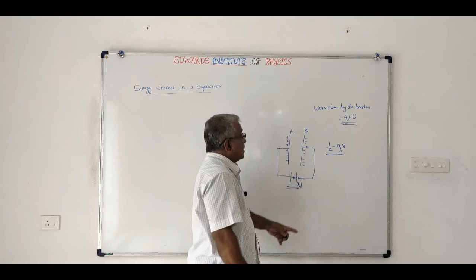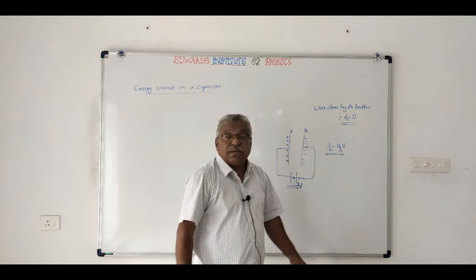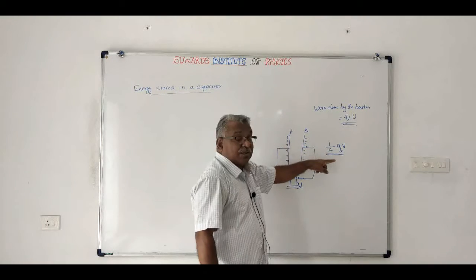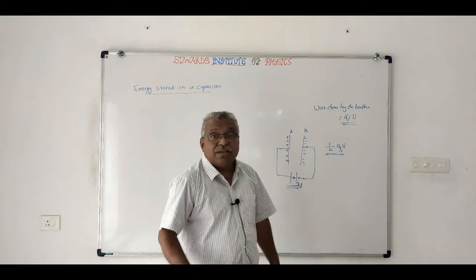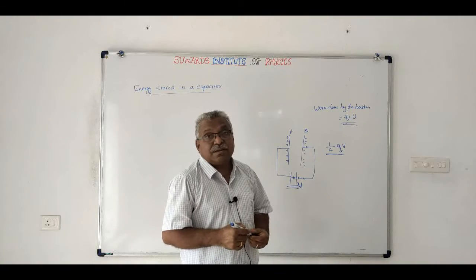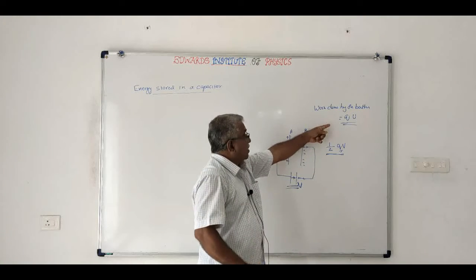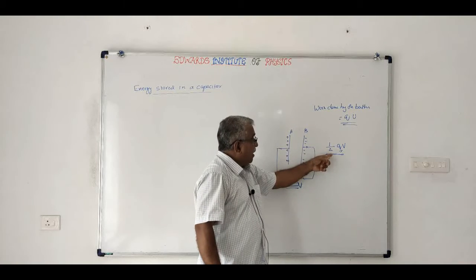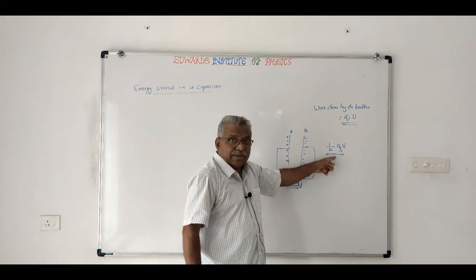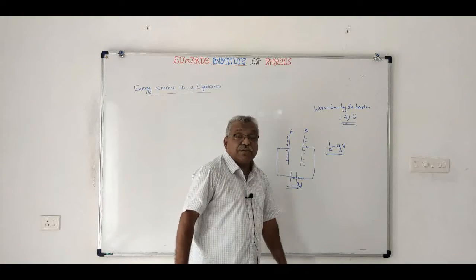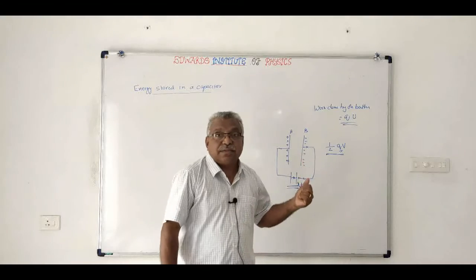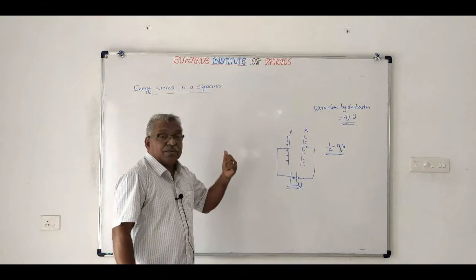And we will show that the energy stored in the capacitance is half into Q into V. Energy spent by the battery is Q into V, but the energy stored in the capacitor is only half of that. Where has the other half gone? And that is in this video. You see the video till the end.